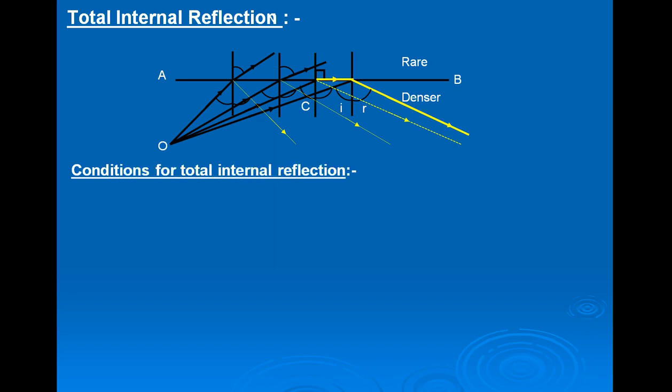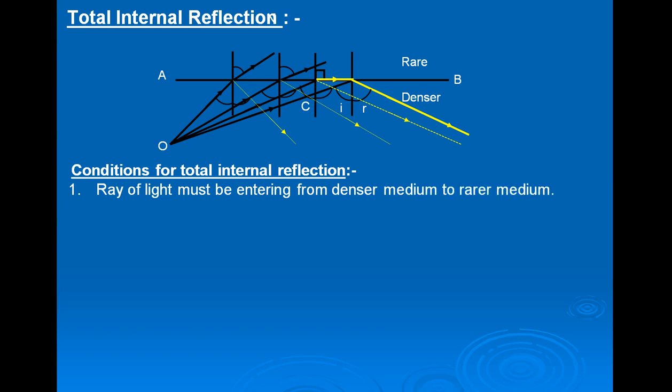Now the conditions for total internal reflection. Number 1, the ray of light must be entering from denser medium to rare medium. That is, the incident ray must be in the denser medium. Number 2, the angle of incidence must be greater than the critical angle. So these are the conditions for total internal reflection.